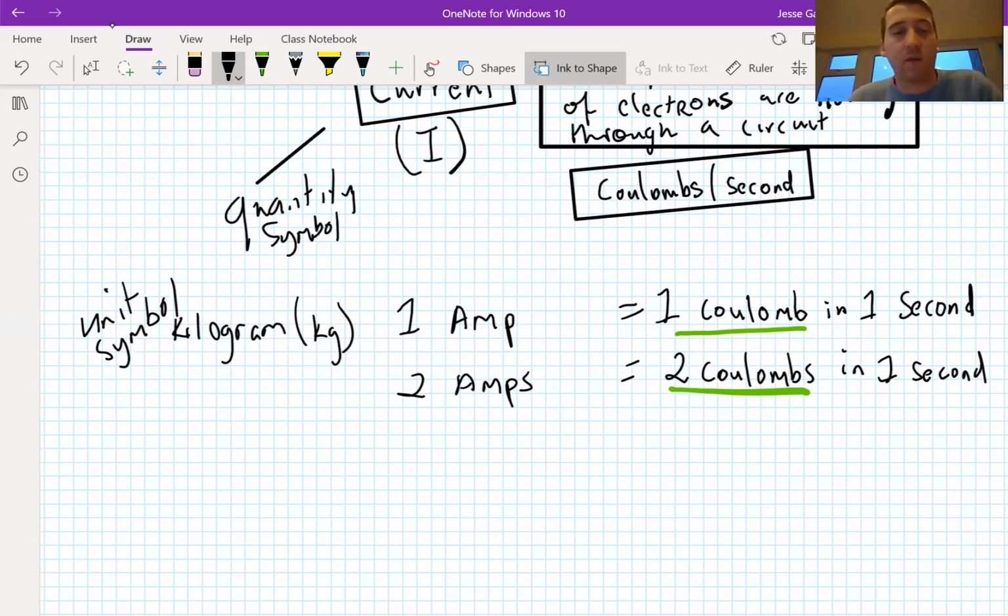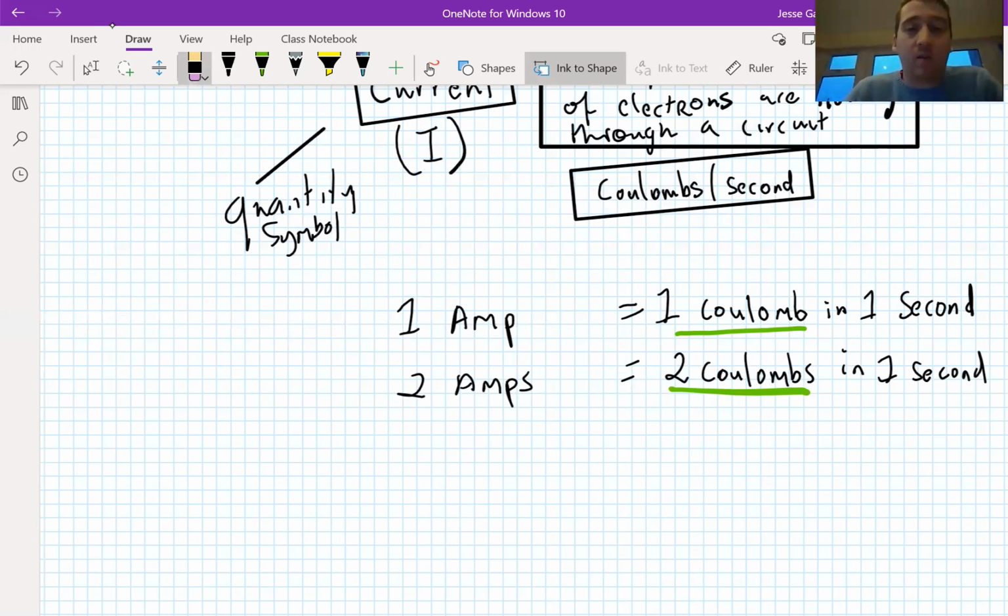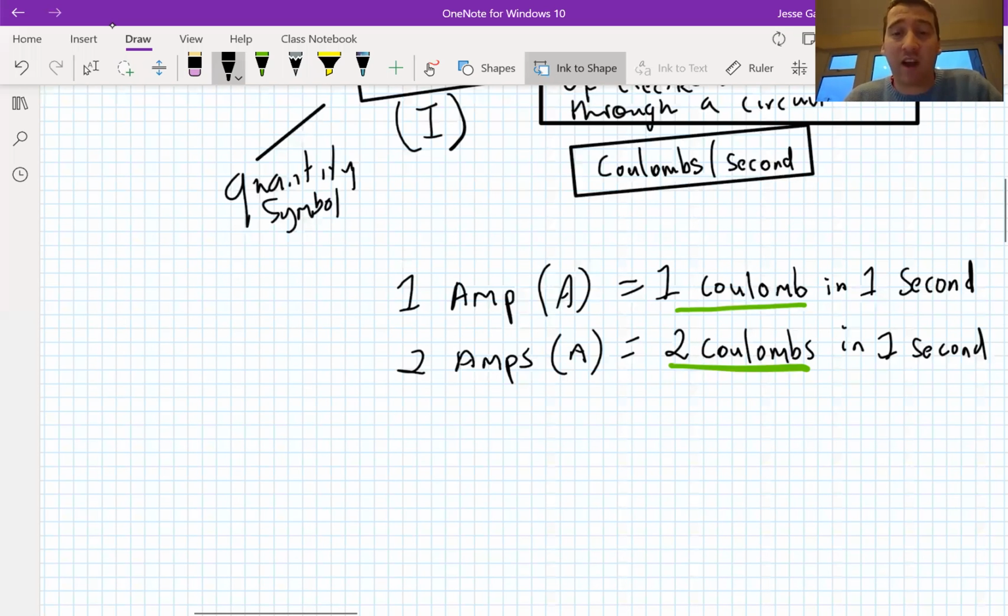Okay, so just not to mix them up. The unit symbol for kilogram is kg. The unit symbol for amps, can you guess what it is? Yeah, I'm hoping that you realize that it's going to be A. So amps. You could write 1A there, or you could write 2A here, 2 amps. So current is I, amps is A. We have to be able to distinguish between them.